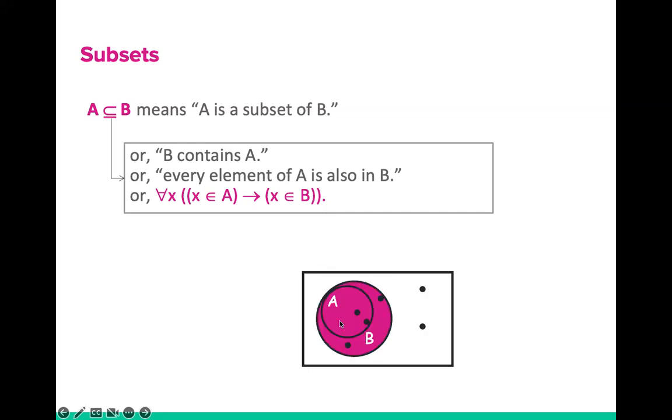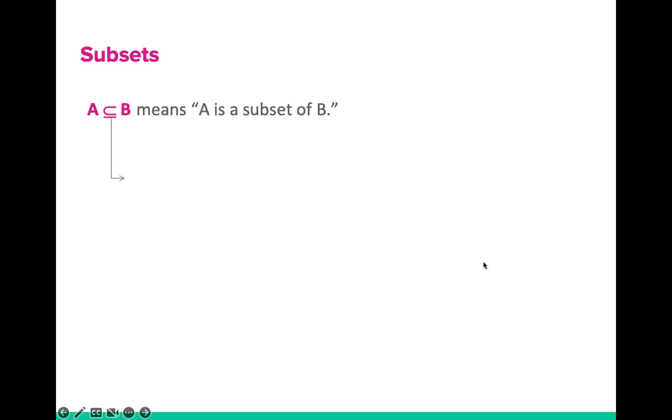Okay, so we can visualize it using a Venn diagram. We can see here that A is a subset of B. So we can see that B contains A, and that every element of A, or all elements of A, is also in B.